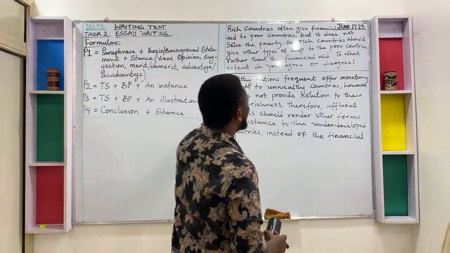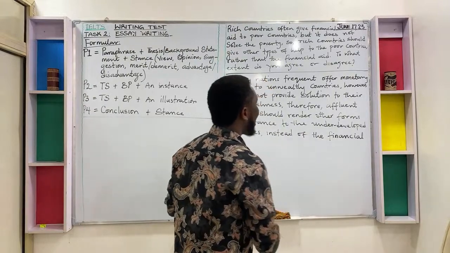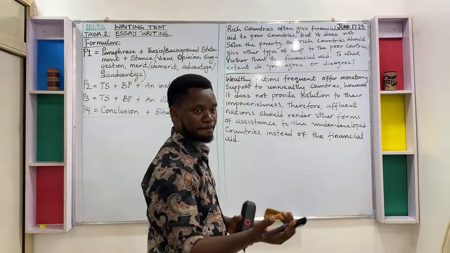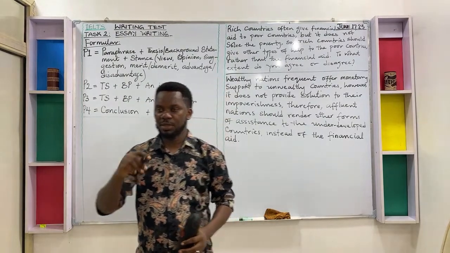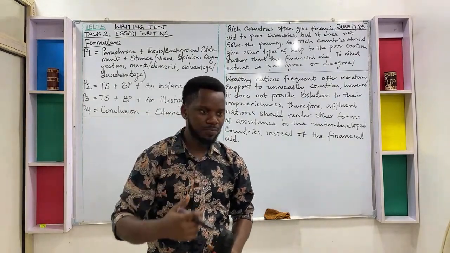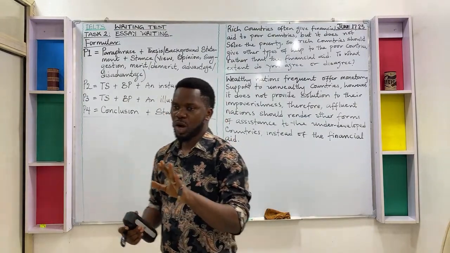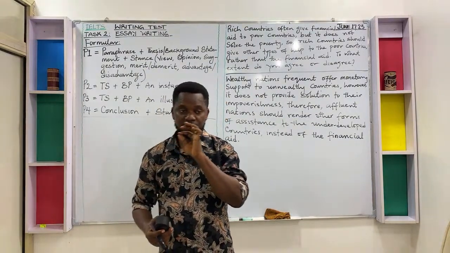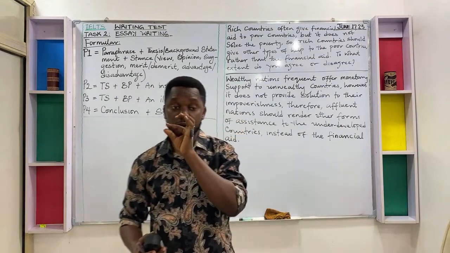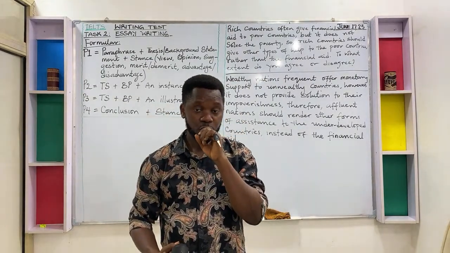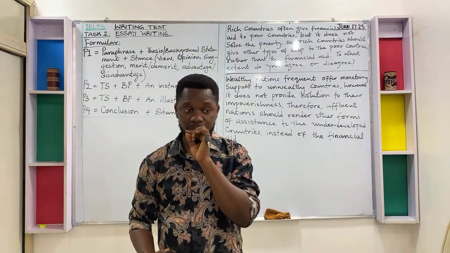So to what extent do you agree or disagree? Now, to what extent? What does it mean? What does to what extent mean? How much? Meaning, if you have a scale of 1 to 10, it's asking you, do you absolutely agree or to a certain extent, right?